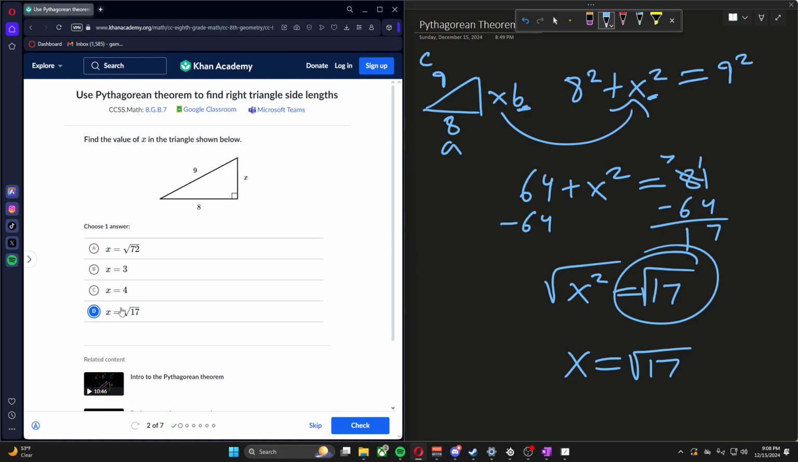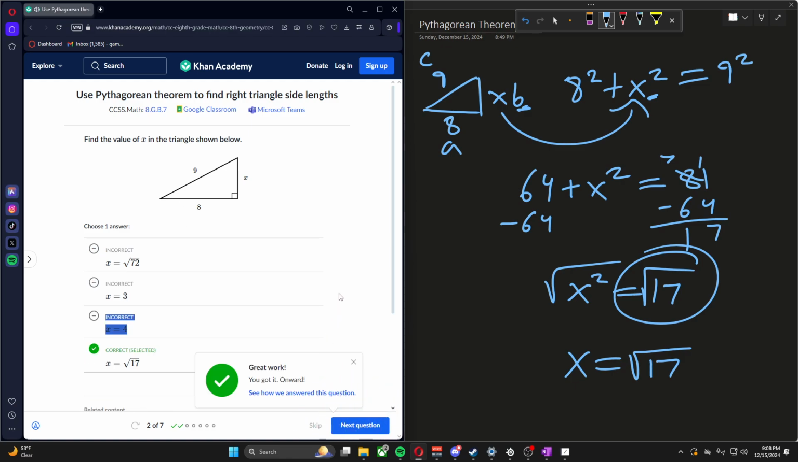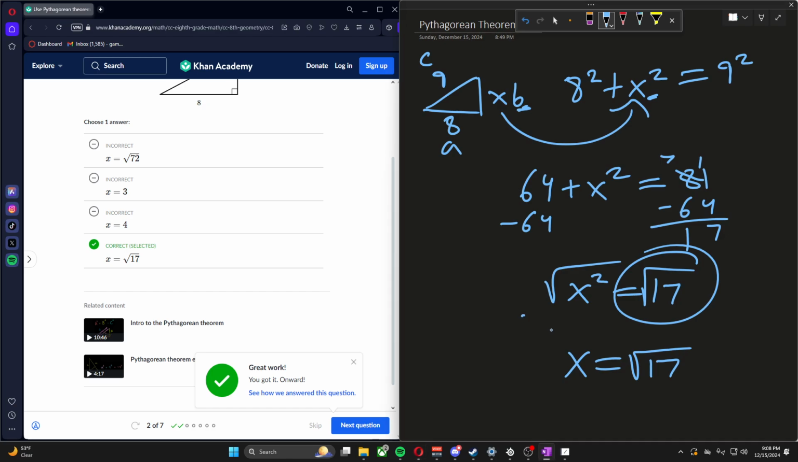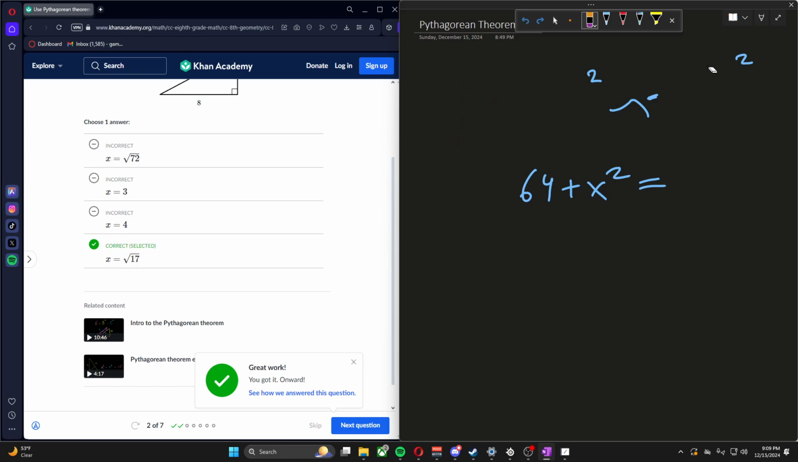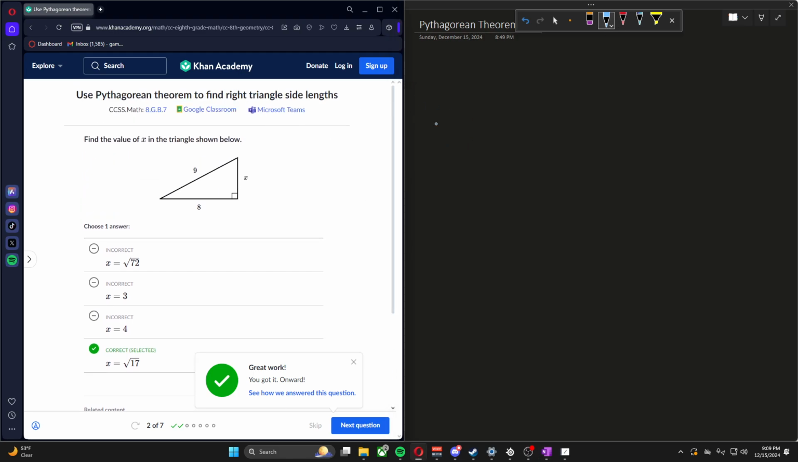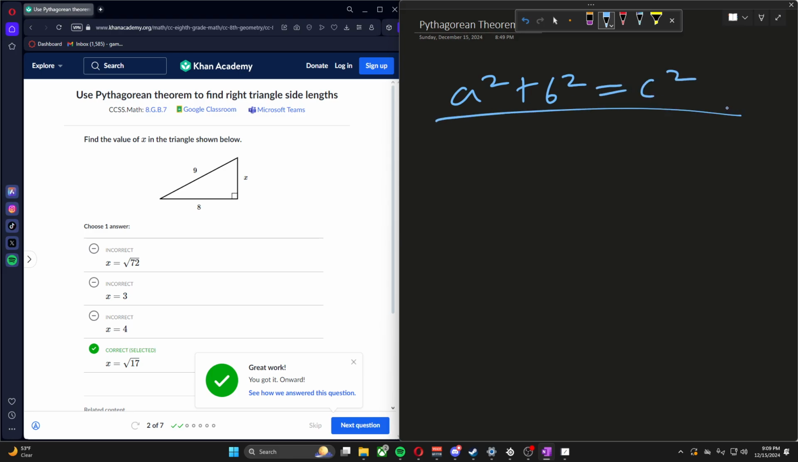Plug that into our Khan Academy, and we got it right. So now you know how to solve equations using the Pythagorean theorem. It's pretty simple. It's a little confusing at first when you don't really understand what it is. They make it look really confusing with like this whole equation.